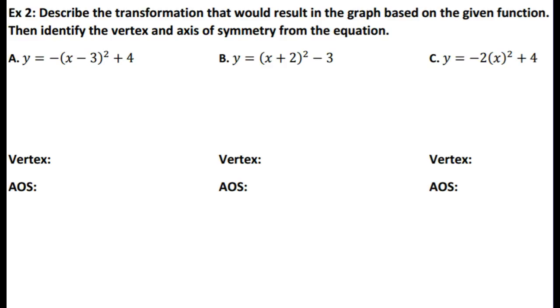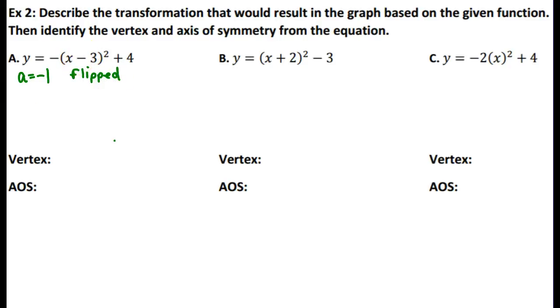Alright, example number 2. Here it says describe the transformation that would result in the graph based on the given function, then identify the vertex and the axis of symmetry from the equation. So when I look at this first example, A, I have y equals negative times the quantity x minus 3 squared plus 4. So I have a couple different things going on here. My a value is -1. Remember, if it's negative, that means that the graph is going to be flipped upside down.